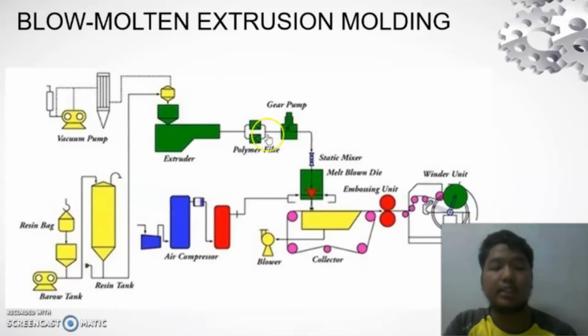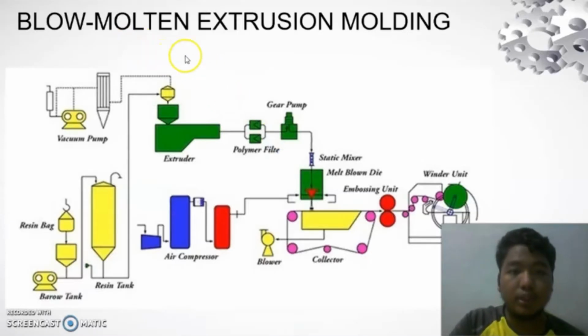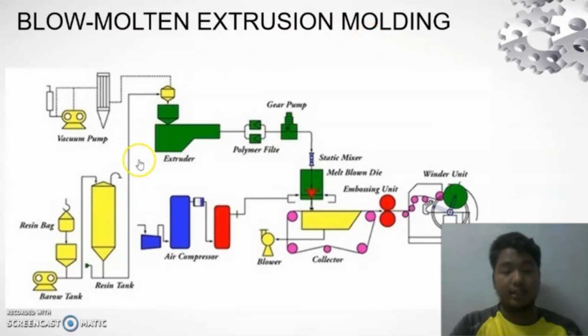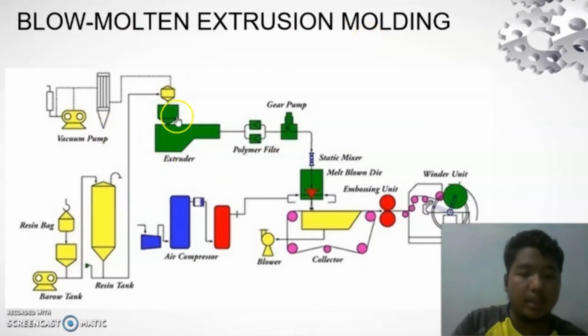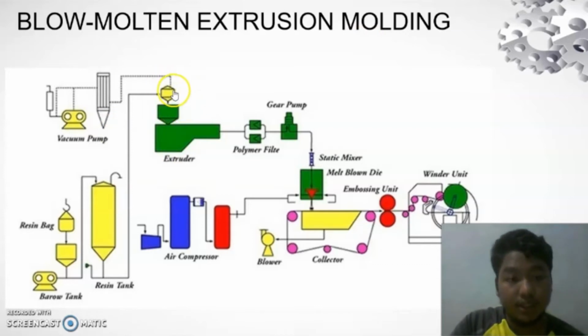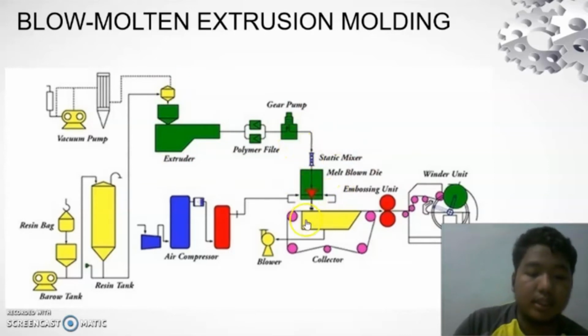The first process is the shaping process, the melt-blown extrusion molding. The polyethylene used is in pellet form. The pellets travel in molten state through the extruder assembly until the melt-blown die assembly. The semi-molten state occurs at the collector, and the microfiber is wound onto a cardboard core in the winding unit.